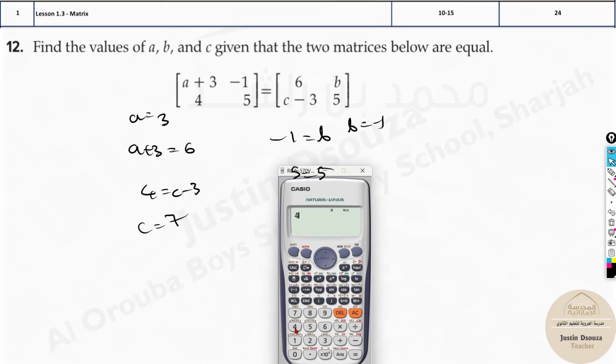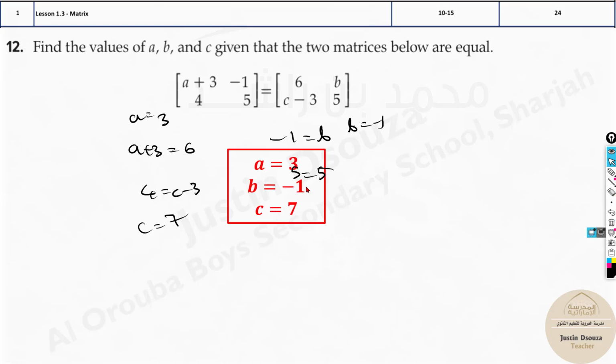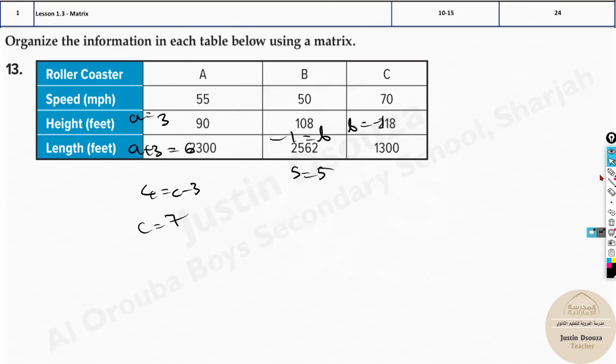Same way for the C. 4 equals, C is the unknown variable. Take it as x minus 3, shift and solve, and the answer is 7. And over here, B is equal to negative 1. It's direct. So those are the answers. It's 3, negative 1 and 7.